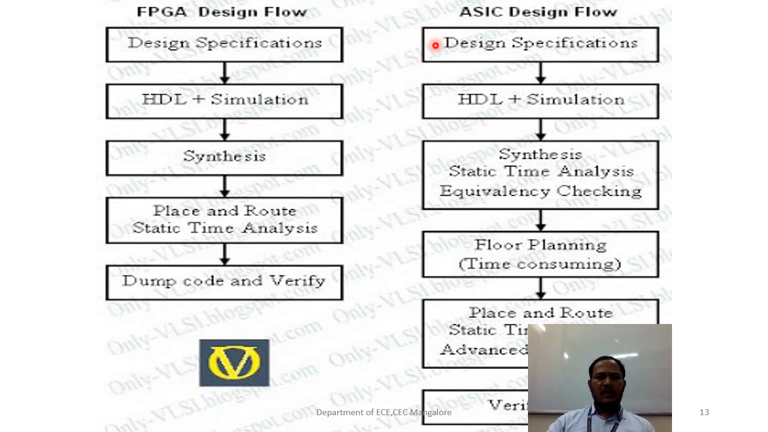The same goes for ASIC, with the same specification, but a few more steps are required. Here, in FPGA, the ICs are directly available and you just dump the design, but in ASIC you have to design it further and you have to fabricate it. Those are the things you require for basic design.